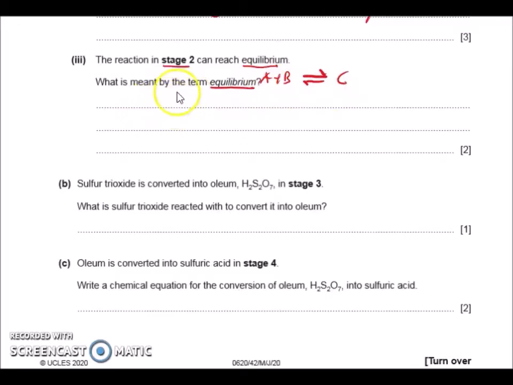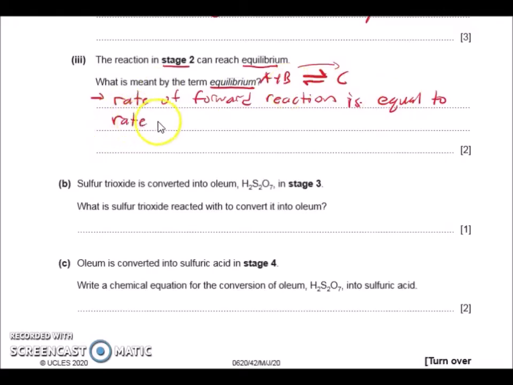So here the best way to write the answer is first one is rate of forward reaction, which means the A plus B equals C. Okay, this is the forward reaction, is equal to the rate of backward reaction. It can be backward reaction or reverse reaction. Okay, reverse reaction, it means the C can go back to A and B. Alright, so this is the thing. Okay, so from here you'll be getting the 2 marks over here.